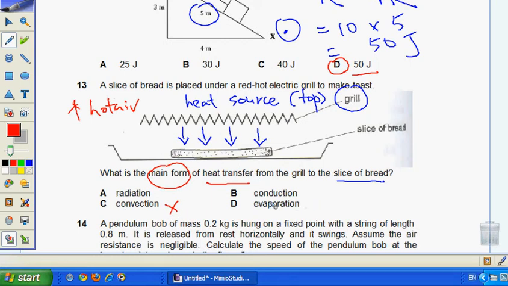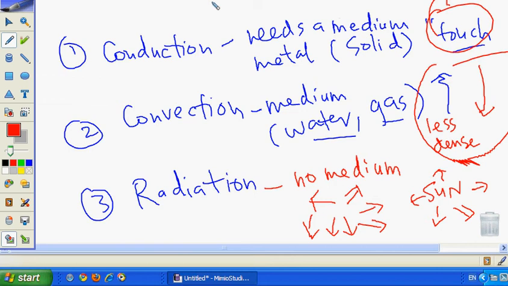What about conduction? Conduction is also not possible because there's no physical touch. Remember just now when we explained there's a need to have a touch.